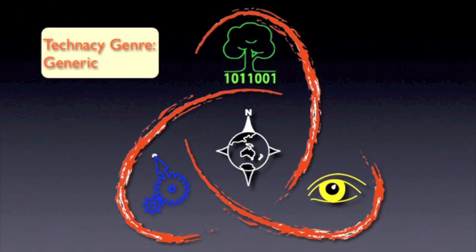So how these things work together is referred to as the Technacy genre. And here we have the generic conditions for a Technacy genre. Every genre, every type of technology has its peculiar set of materials, tools and agency which are worked together for purposes and contexts in mind.